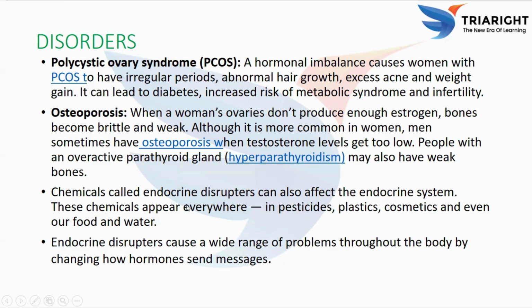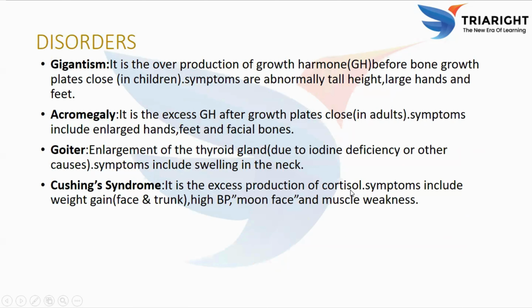So these are the disorders. And coming to the next disorder, gigantism. So what do you mean by gigantism? It is an overproduction of the growth hormone. Where is the growth hormone produced? It is produced by the pituitary gland.